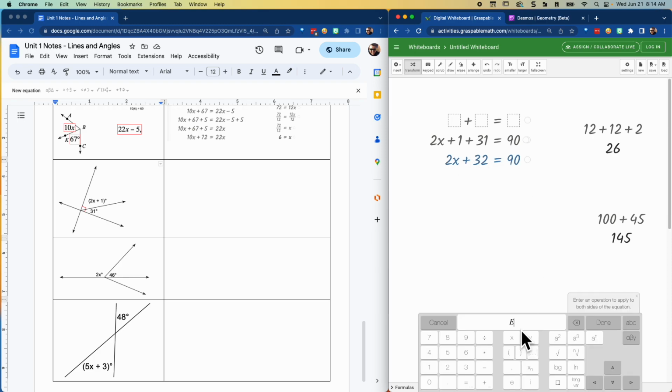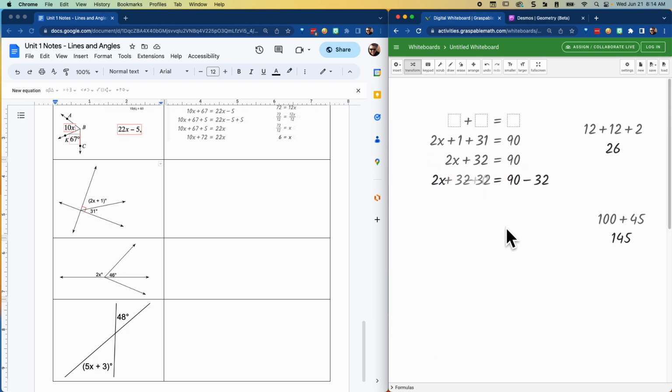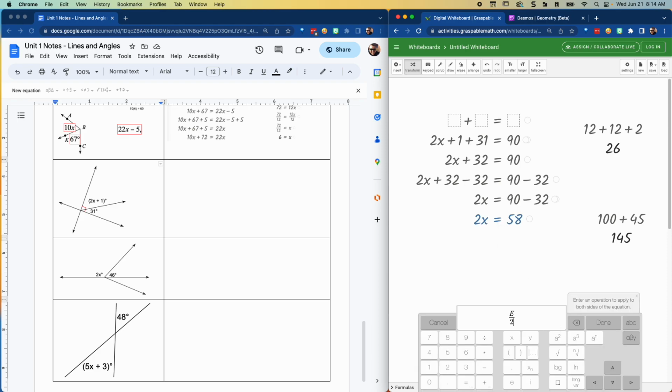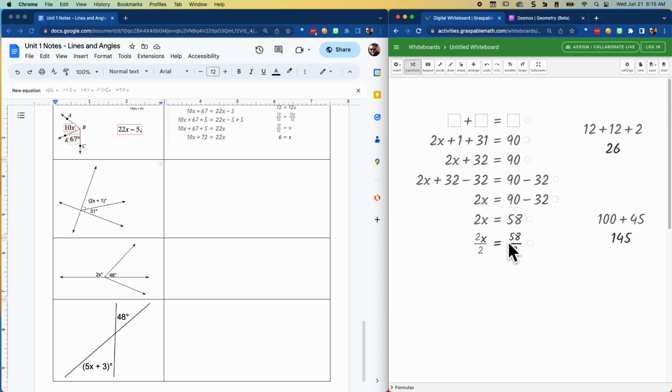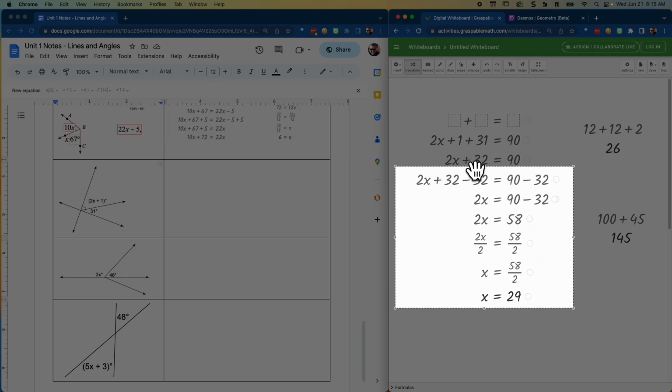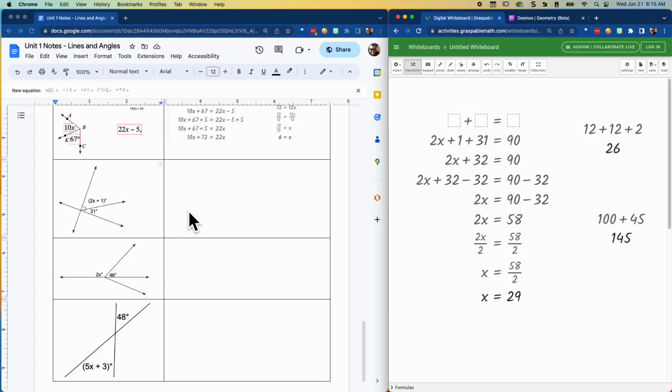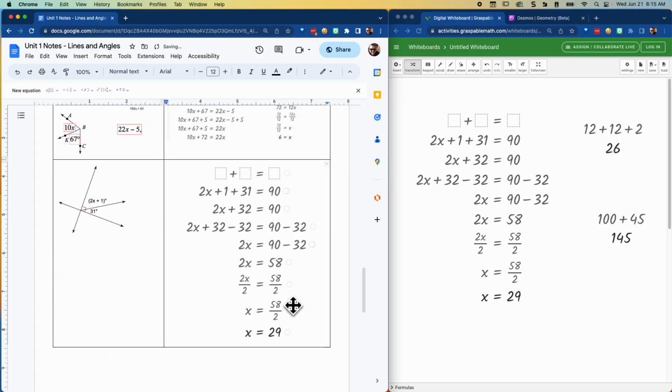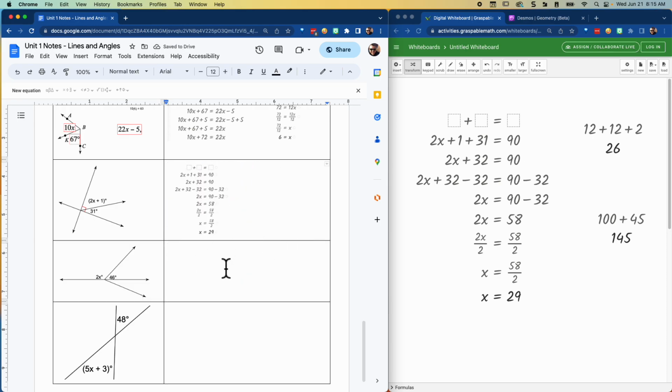I'm going to subtract 32 from both sides to make a 0. And on the right side, it'll make 58. Then I can divide by 2. And I wind up getting that x equals 29. And there is all of my work. I'm going to go ahead and capture that as one shot. And I'll just shrink it down so it fits in there nice and neat. Perfect. Paste it in. Shrink it down, make it the same size as the picture, and we figure out that x equals 29.